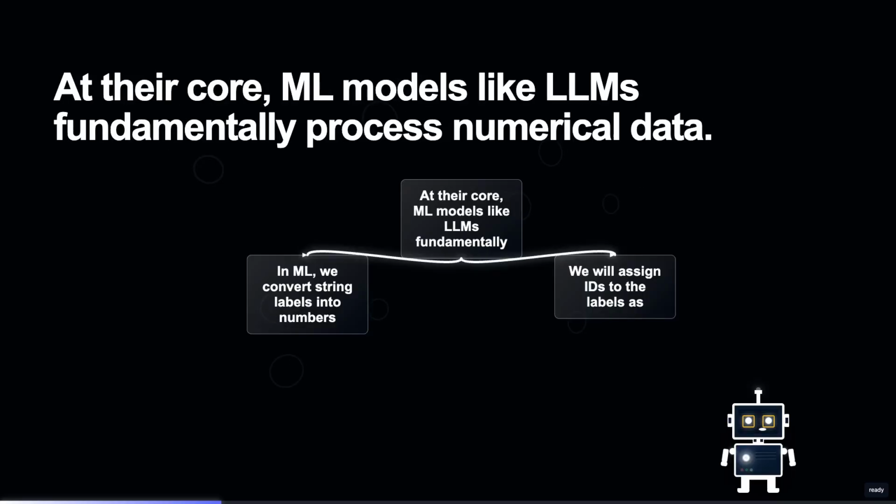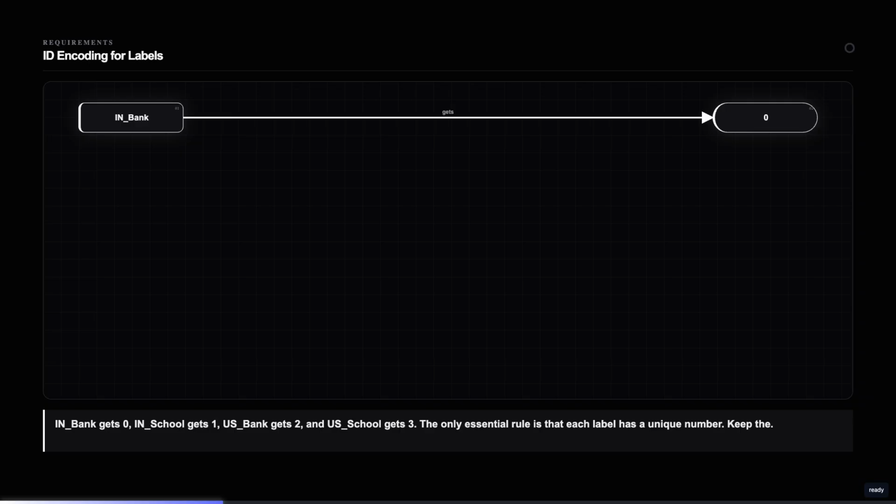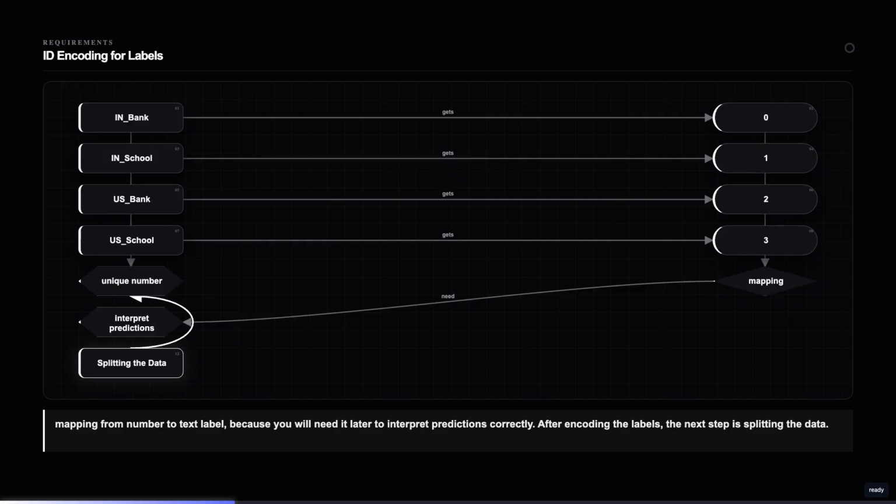IN_bank gets 0, IN_school gets 1, US_bank gets 2, and US_school gets 3. The only essential rule is that each label has a unique number. Keep the mapping from number to text label, because you will need it later to interpret predictions correctly.